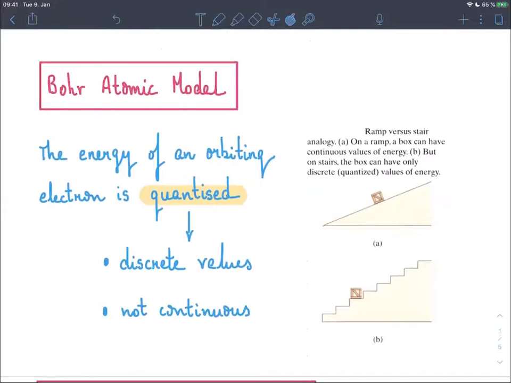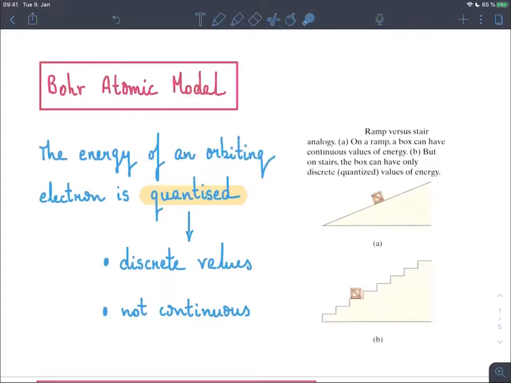If we keep in mind the hydrogen atom, in other words, this means that the orbiting electron cannot have any value of energy, but only specific ones. We say that its energy is discrete or quantized, which in other words means not continuous.